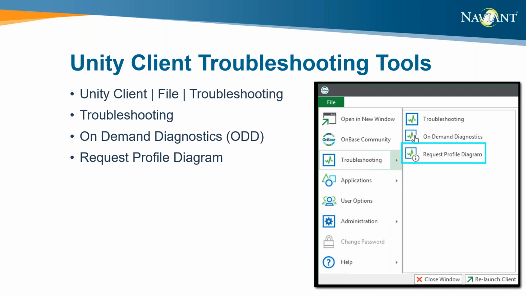And the last tool the Unity client will cover is the request profile diagram. This is essentially telling us how long each of the requests take between the Unity client running on the workstation and the application server. This can be helpful particularly when troubleshooting performance issues. Within the request profile diagram, we can determine if requests are taking longer than they should.